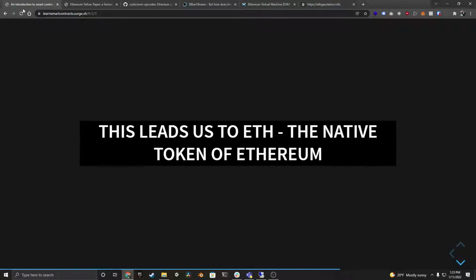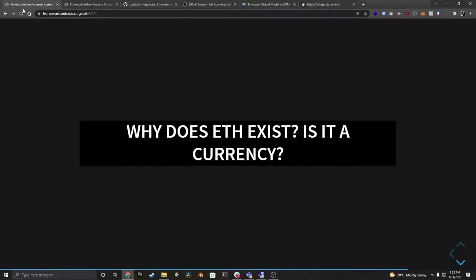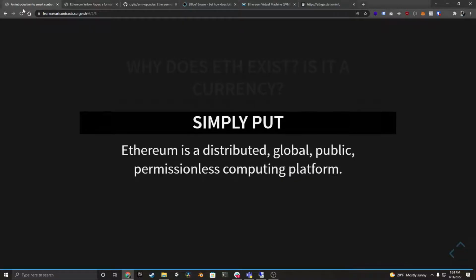And that code could be calling into an NFT contract and saying, I want to buy an NFT. You're changing the state of that contract to say, you are now the owner of this given token, right? So that's fundamentally what ETH is, right? So I kind of just said that, right? Why does it exist, and is it a currency?